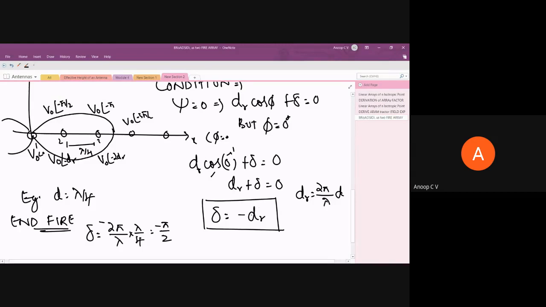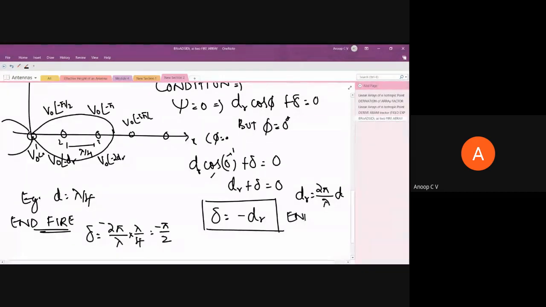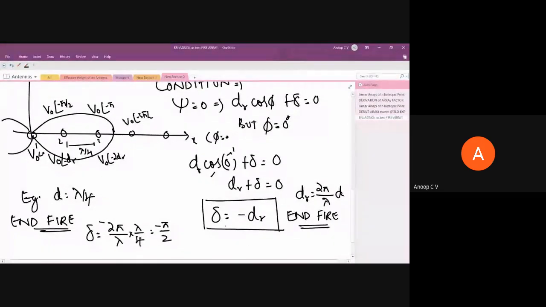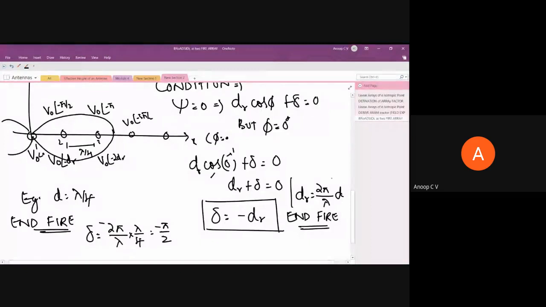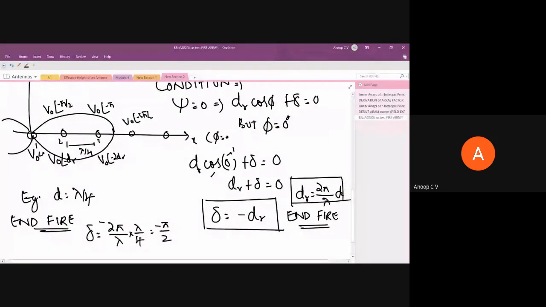So this is the condition for an end fire array: delta equal to minus beta d, where beta d is 2 pi by lambda times d. It depends upon the separation. Depending upon the separation, we should change the constant progressive phase shift. That is what we have to do. So that's all I have to discuss today.